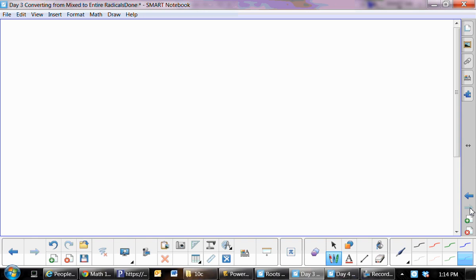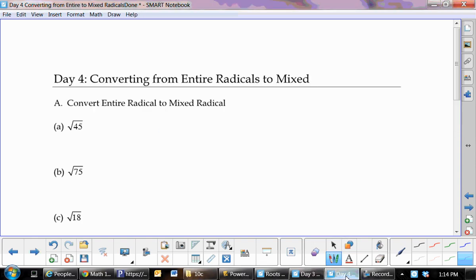Next. Day 4. Now these are the fun ones. It's when my grade 11s are writing their unit exam on radicals today. A little bit more challenging than these, but they need to know this. And some are weak on this part. Now, a mixed radical, by definition, everything has to get out of the house that can get out of the house. You can't leave anything in there that you can get out.